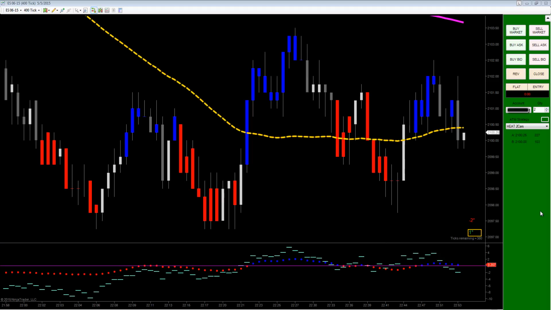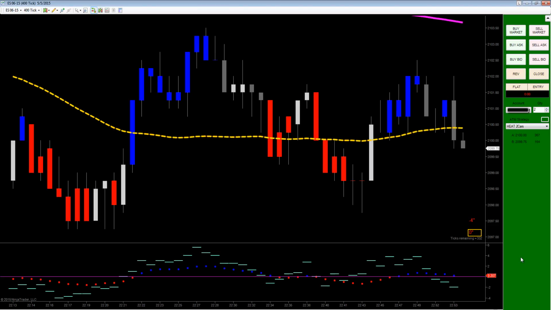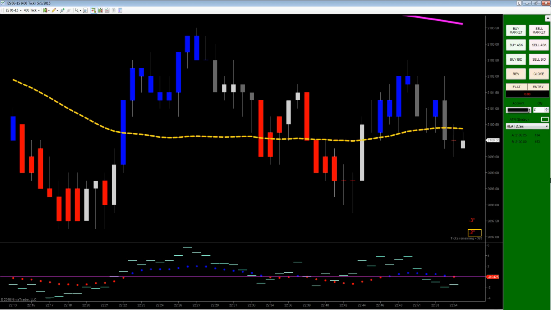All right. Maybe the next bar will be red, and the slope will be red, and this dot will be red. Let's see. Just have to wait for the bar to close. There needs to be over 300 ticks for the bar to be closed here. So, all right.